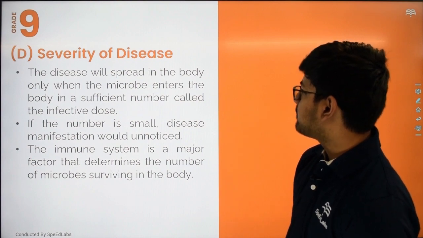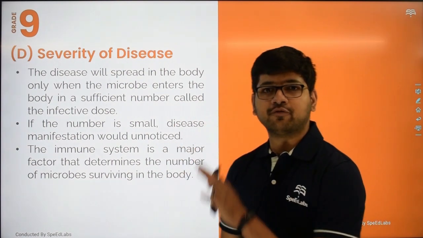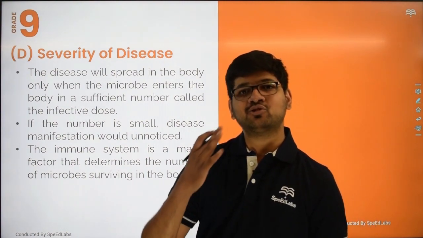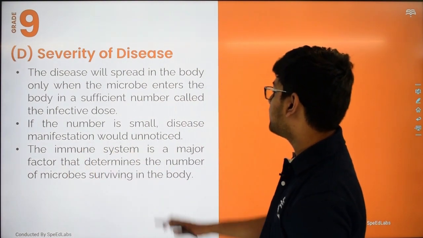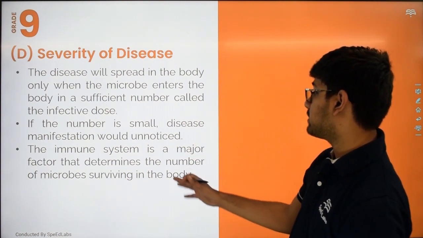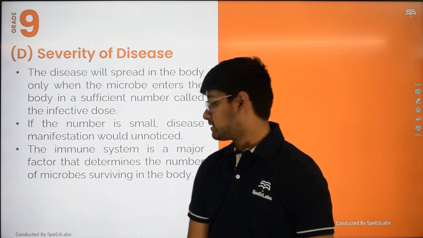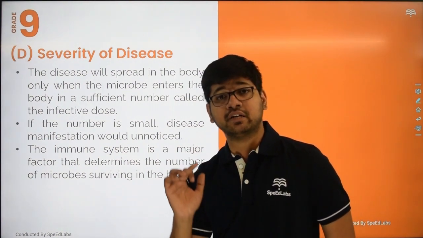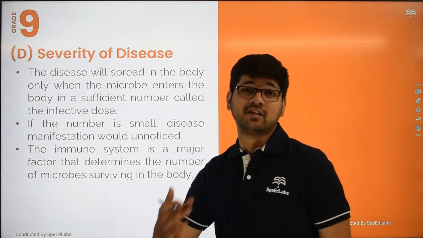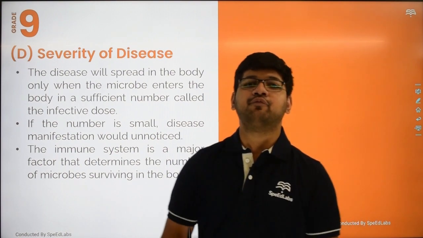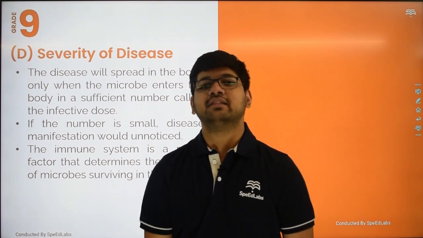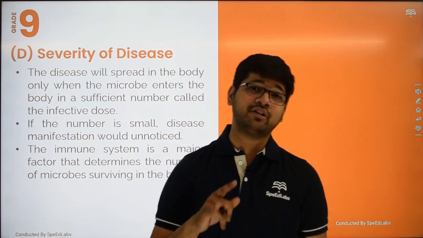The severity of disease will spread in the body only when the microbe enters the body and stays for a sufficient time. If you are not doing anything, it will have a clear chance to overpower your immune system. If the number is small, disease manifestation would go unnoticed. One may not find it. But the immune system is a major factor that determines the number of microbes that survive in the body. If your immune system is weak, it may allow other pathogens or microbes to multiply and cause disease in a severe manner. And if your immune system is strong, it will not only restrict the growth of that particular organism or disease, it will eliminate it. That's why a strong immune system is the key or essentiality over here.